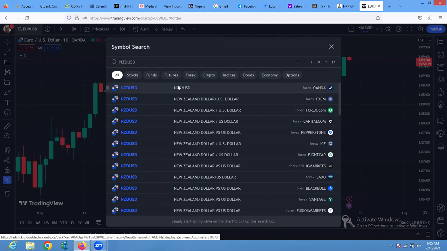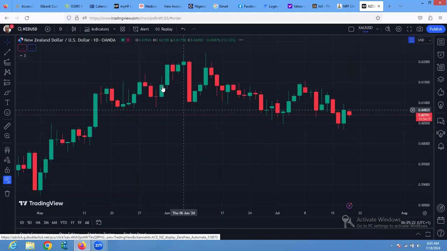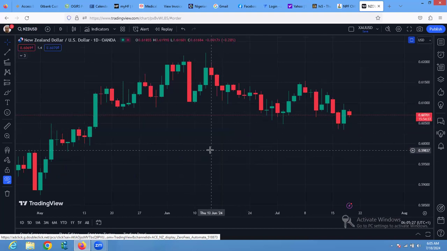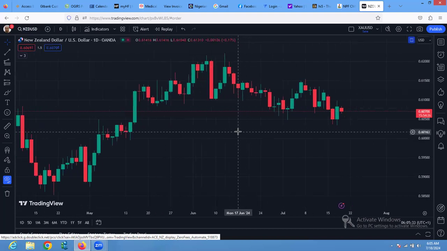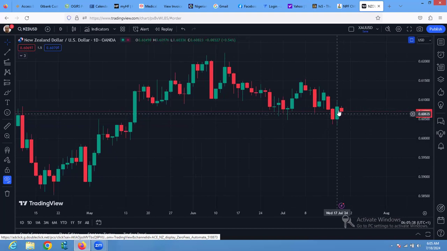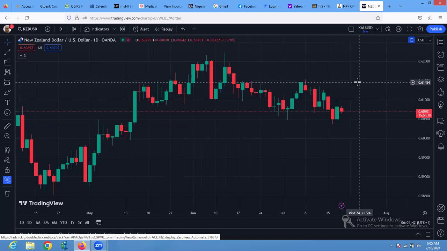NZD USD. So in NZD USD, this is still very funny looking because we may still push to the downside or not. We may push to the downside. This is just a reaction to the upside, and we may continue to push up from here or not. But what will suggest that we are coming down again is once we take the daily close here to the downside.